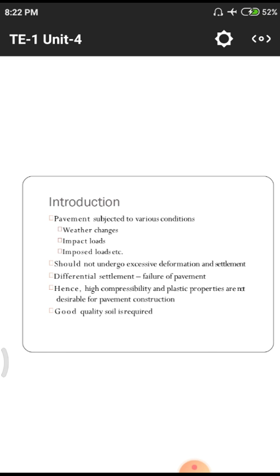After that, high compressibility and plastic properties are not desirable for pavement construction. So we have to go for different materials. Normally we use cement and coarse aggregates for concrete roads, and bitumen and chips for tar roads. Likewise, we have to use different quantities of materials for strengthening of roads.